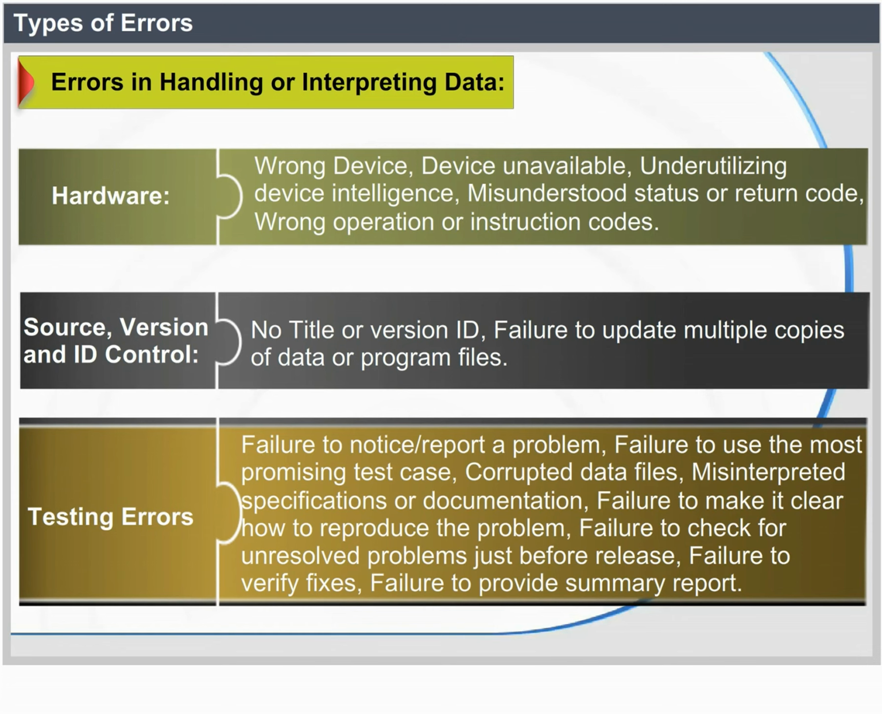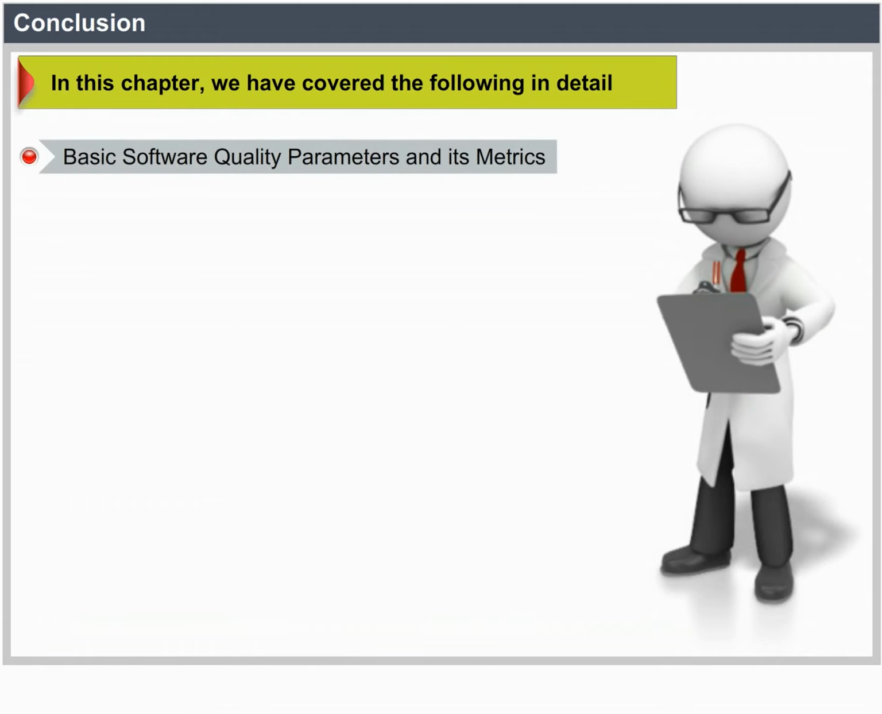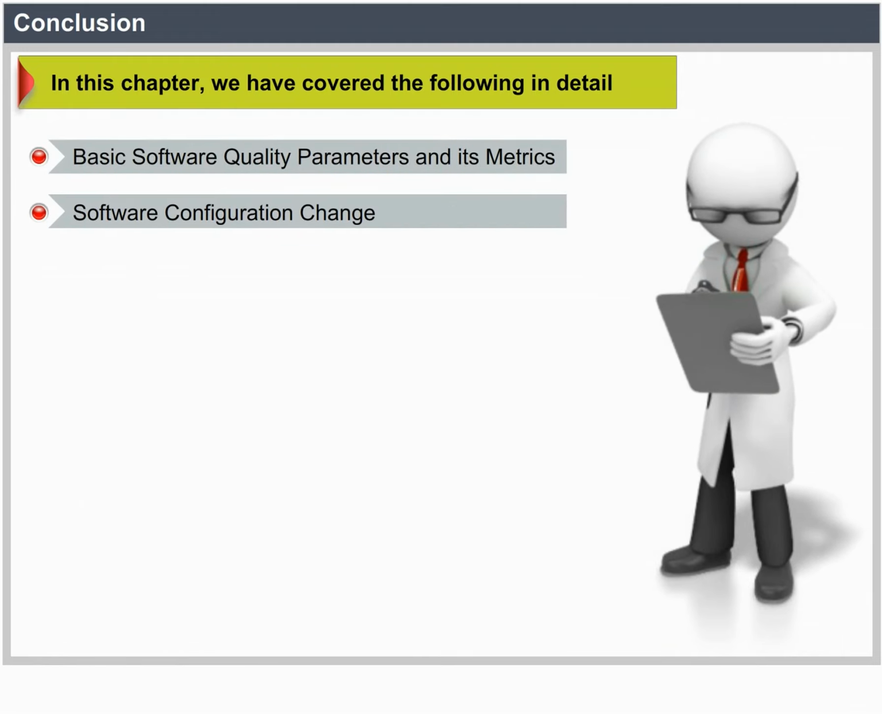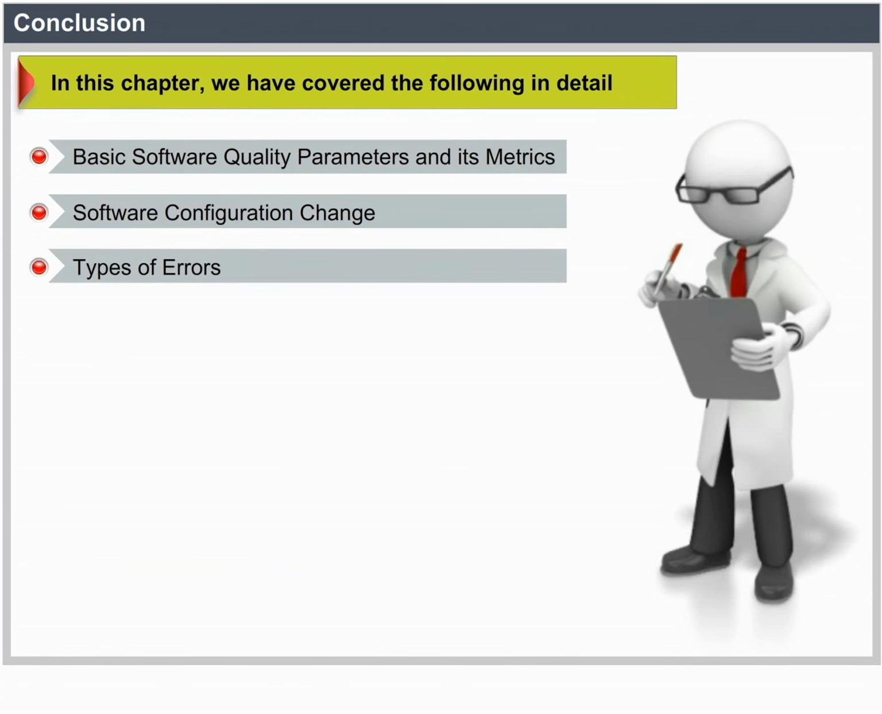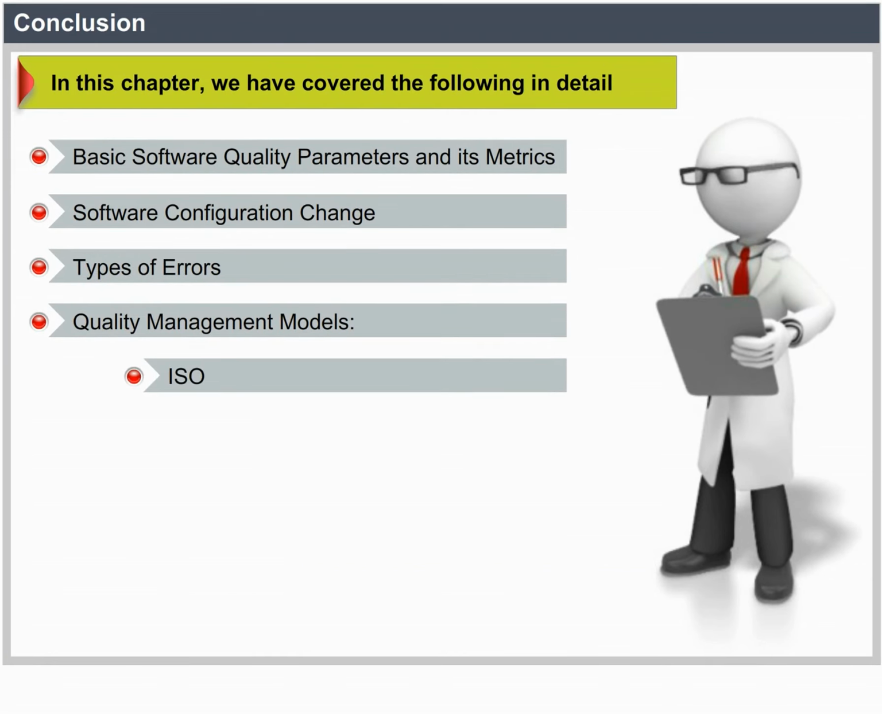Conclusion. In this chapter, we have covered the following in detail: basic software quality parameters and its metrics, software configuration change, types of errors, quality management models, ISO, SPICE, IEEE, CMM.